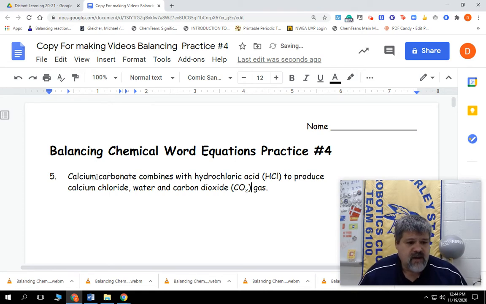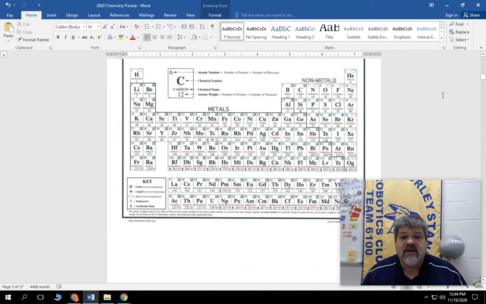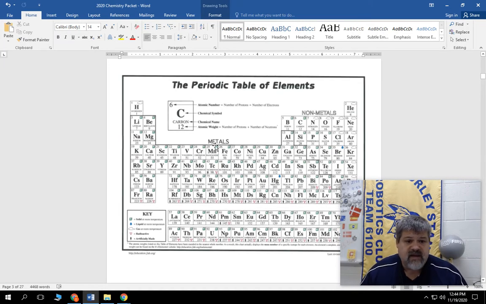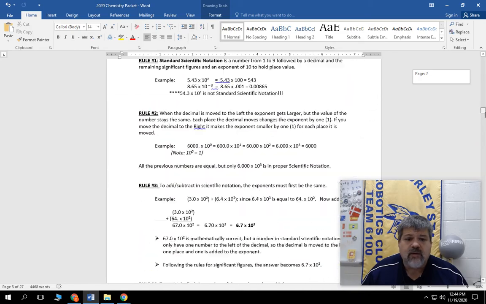Calcium carbonate. No Roman numerals, so we know that it is type 1, but carbonate tells us that it's polyatomic, so we're going to have to find the charges of each one. So our charge for calcium, where are we going to find that? Well, we're going to find that on our monoatomic ion sheet. It'd be nice to be able to use the periodic table because it's all right here. We know that it's in 2A, so it's a +2, but let's double check and make sure that we know what that is.